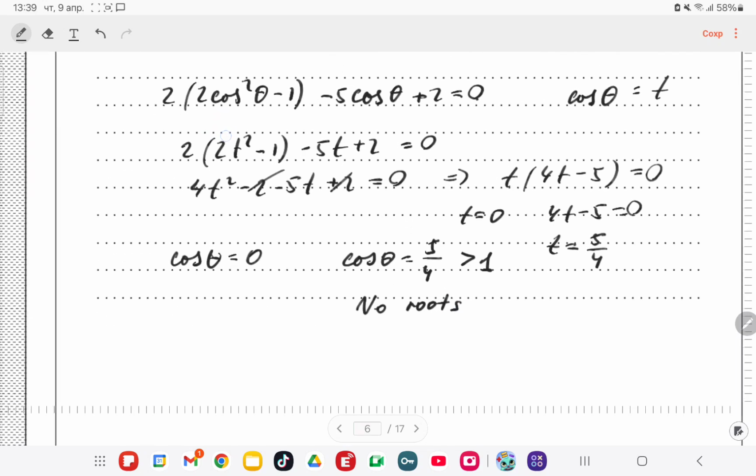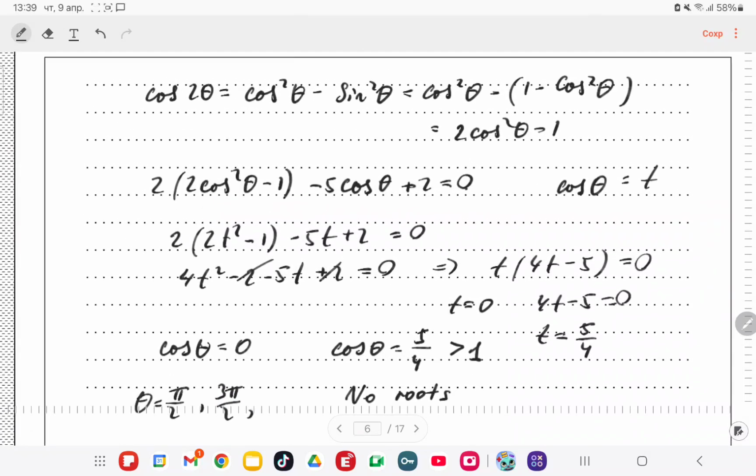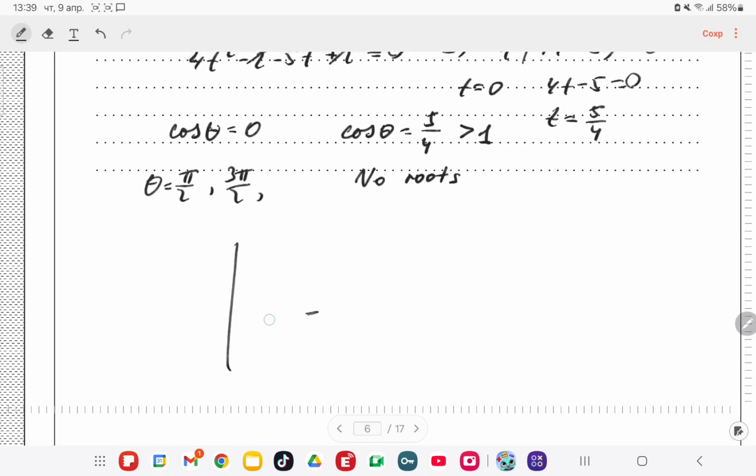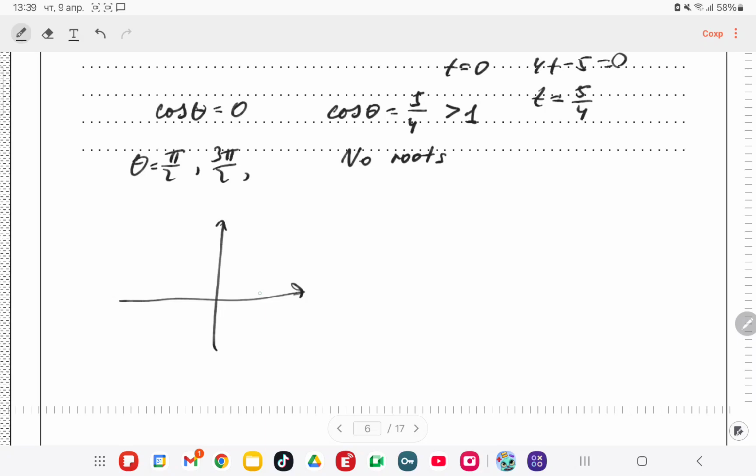No roots. Okay, cosine theta is equal to 0, so theta is equal to pi over 2, 3 pi over 2, and so on. It depends on the domain. But our domain here is from pi to 2 pi. So let me represent it in the system of coordinates. From 0 to pi is here, so pi is here. Yeah, this is angle pi, and then the next angle from pi to 2 pi.